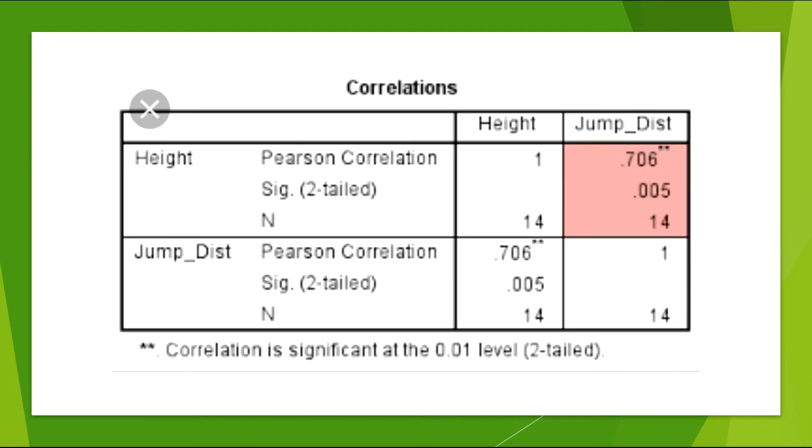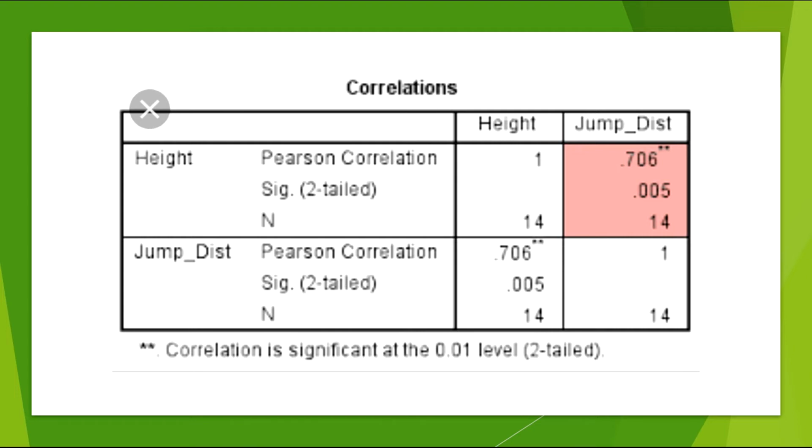And now let's move on to another example. This is actually the relationship between height and jump distance. This research is looking at jump distance, how far you can jump based on your height. So basically, the DV is jump distance and the IV is height.